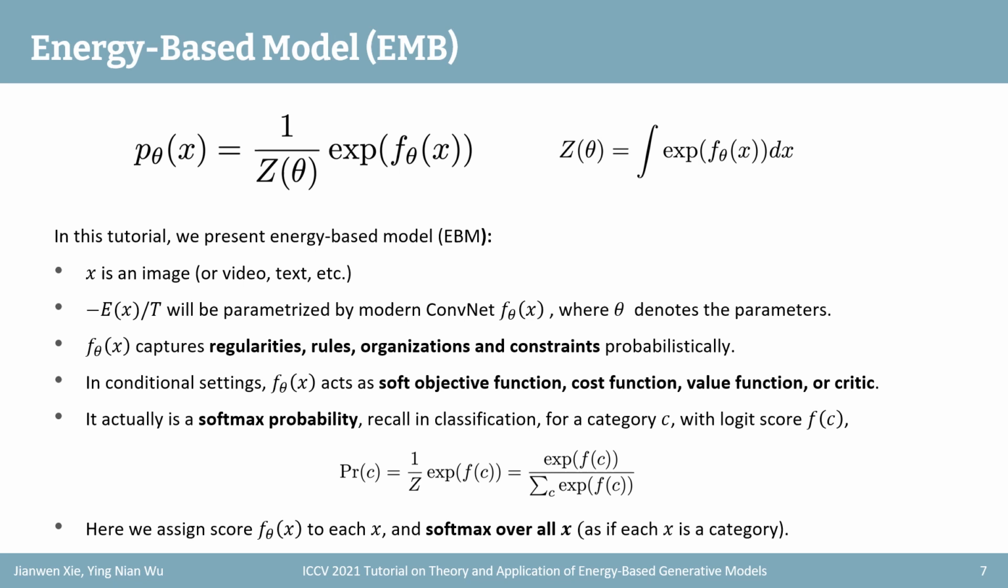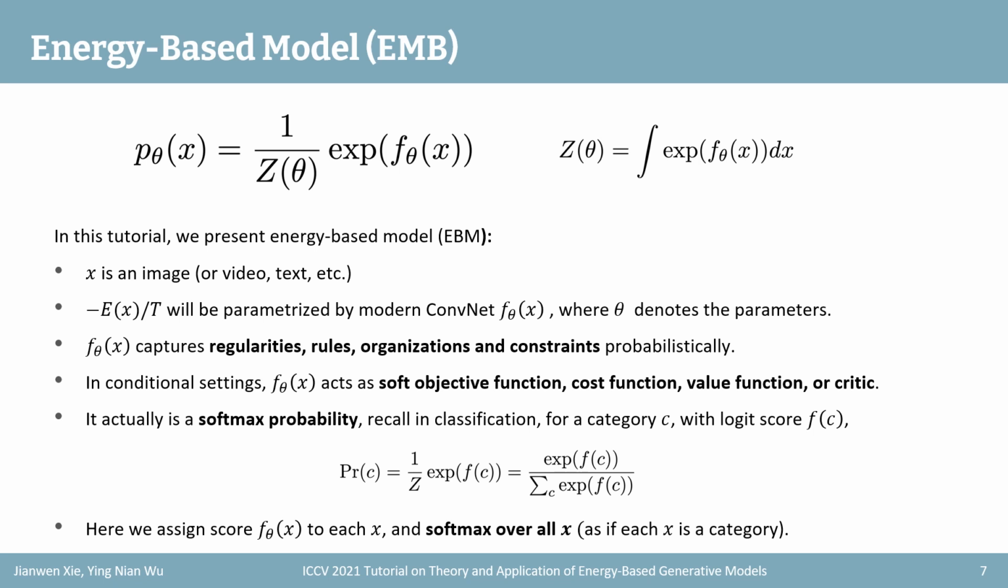In this tutorial, we are going to present the energy-based model. X can be an image, a video, or a text. The negative energy function divided by the temperature T will be parameterized by a modern ConvNet, f of X, where theta denotes the parameters. F captures regularity, rules, organization, and constraints probabilistically.